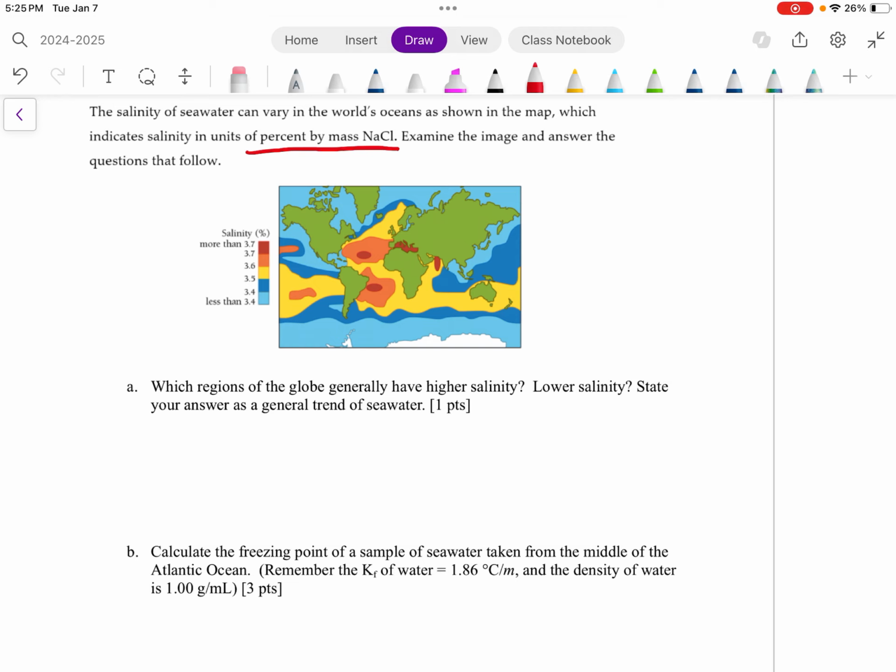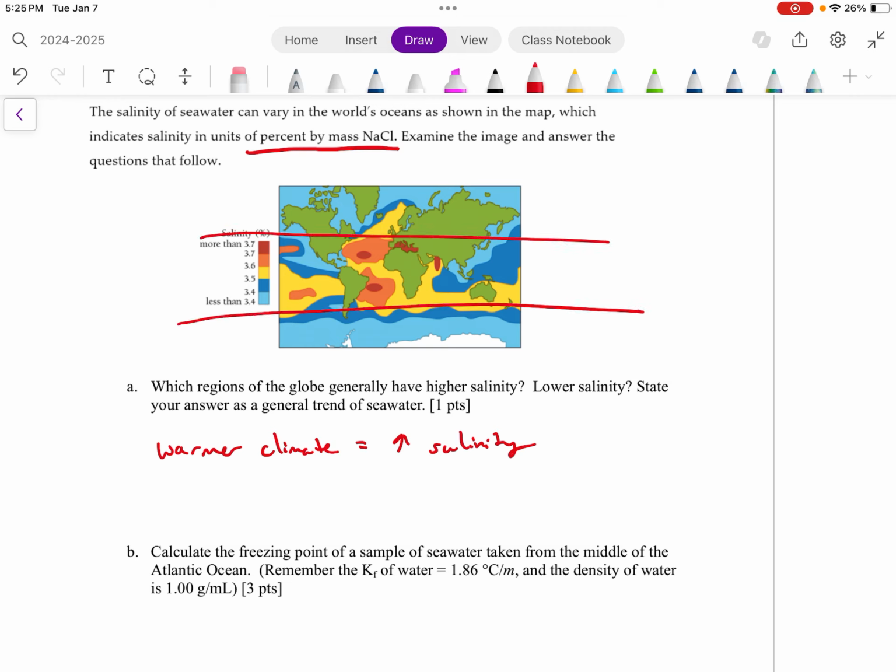So there was really a main thing we were looking for, which is that warmer climate gives higher salinity, or closer to the equator gives higher salinity, right? So you're looking for this part of the picture that has the highest salinity, which is closer to the equator. So we're really looking for one of those two things. Certainly there were some other things you could have said, but you had to support it by the image.